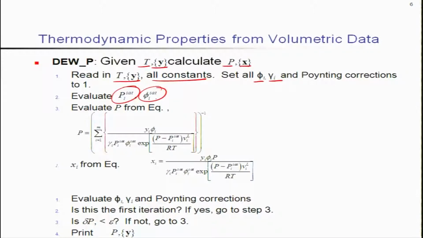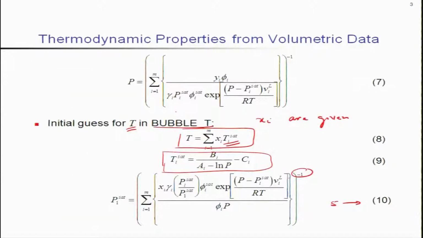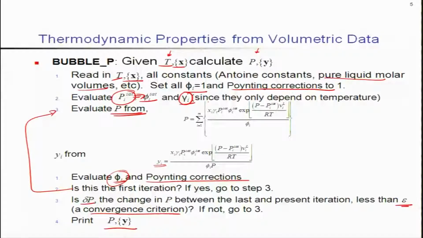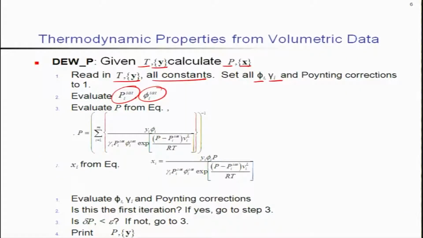Now, since the y's are given, you have to come up with a different equation. This equation would be this one, because y's are given. So, initially gamma we are going to take as 1, pi sat we know, phi i sat we know, and this is 1. So, we get the information of p from here. Now, xi we calculate, going back to the original phi-gamma expression, xi we calculate from here.